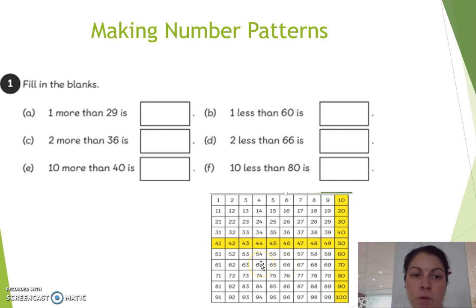2 less than 66, I go to 66, and I go 2 less, so going backwards, 1, 2, and then 64. 10 more than 40, so I would find 40, and I just add 10 onwards, and it is 50. And then 10 less than 80, so I find 80 here, and then I go backwards on the 100 square because it's less, and it is 70.